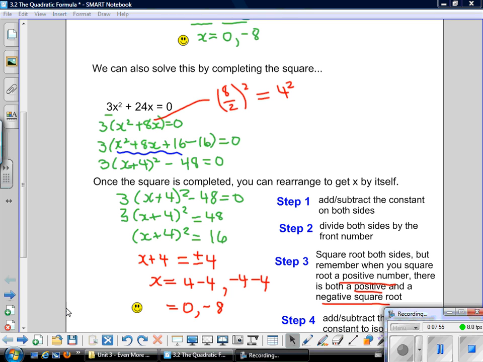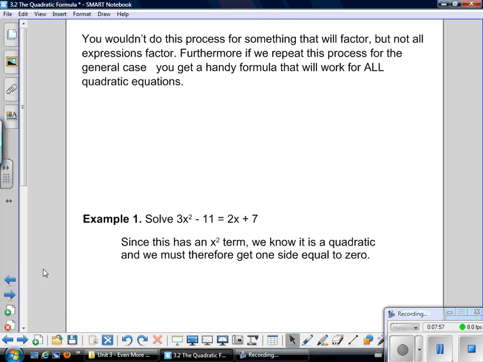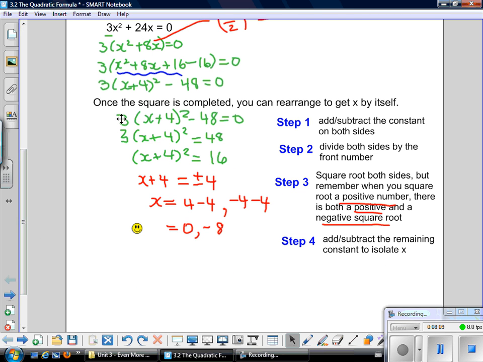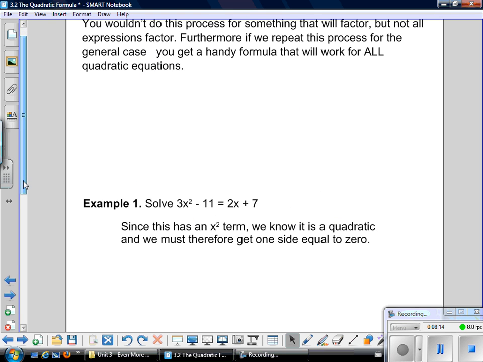Okay, so let's take a look at this. Obviously, you wouldn't do that process for something that will factor, right? It wouldn't make any sense. If you could factor it, why would you go through all of this work? But unfortunately, not all expressions can factor.